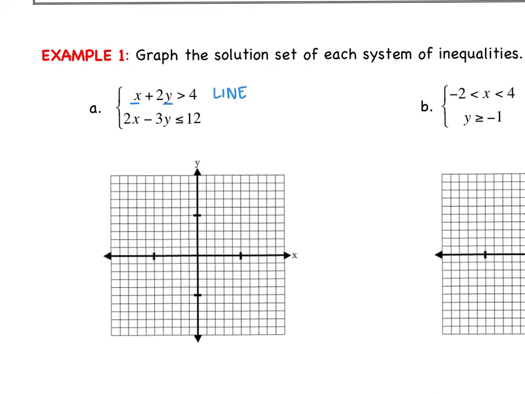It's going to be a line. It's in standard form, so we're going to make that xy chart again. If I plug in a 0 for x, I get 0 plus 2y equals 4. So my y is equal to 2. If I plug in a 0 for y, I get x plus 2 times 0 equals 4. So my x is equal to 4.